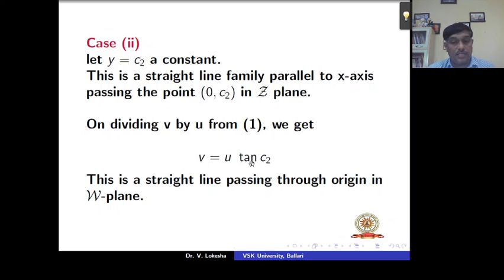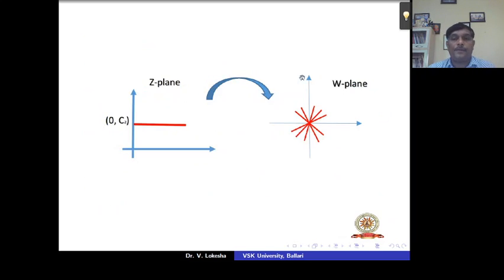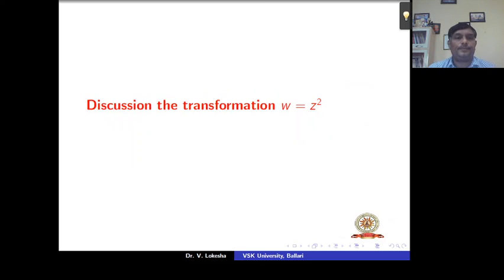That's why you can observe here it is passing through the points. This is a straight line passing through the origin, depending on the lines. Here 0 comma c2, if you fix one of them, if you put values for c2, you get lines. Similarly, here in the w plane, depending on the slope, many straight lines will appear. These are the transformations from the z plane to the w plane.